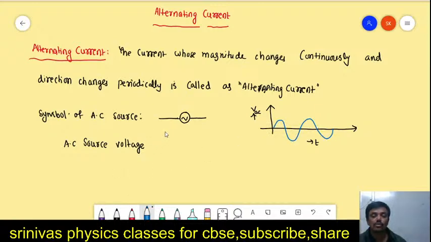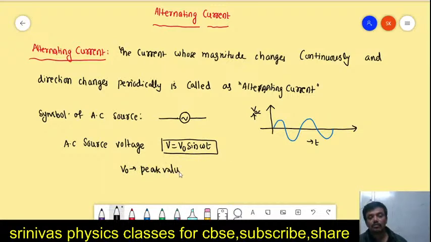The AC source voltage graph we get like a wave. That wave equation we can write in terms of sine or cos. The AC source voltage generalized equation we can write as V = V naught sine omega t. What is V naught here? V naught is the peak value of voltage. Peak value means the maximum value of voltage.